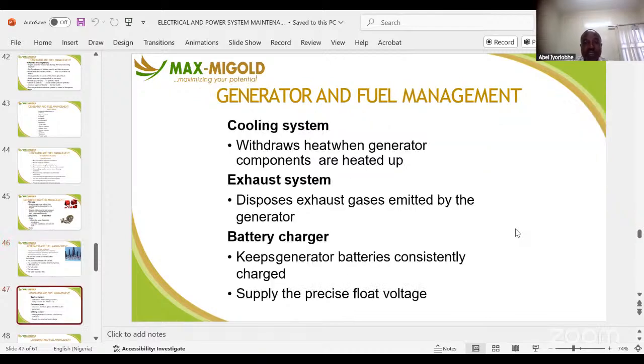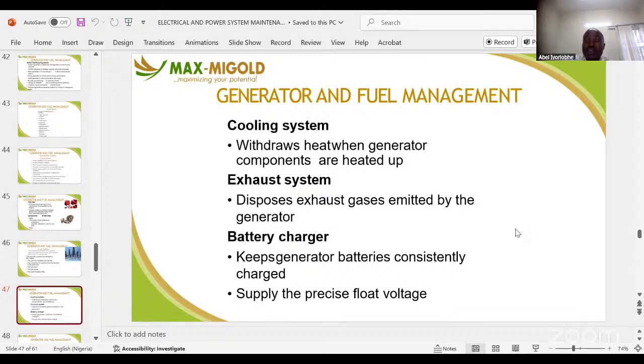So we have the cooling system, which withdraws heat when generator components are heated up. We have the turbocharger, the exhaust, the radiator, and so on. The battery and battery charger are also very key in our facility.